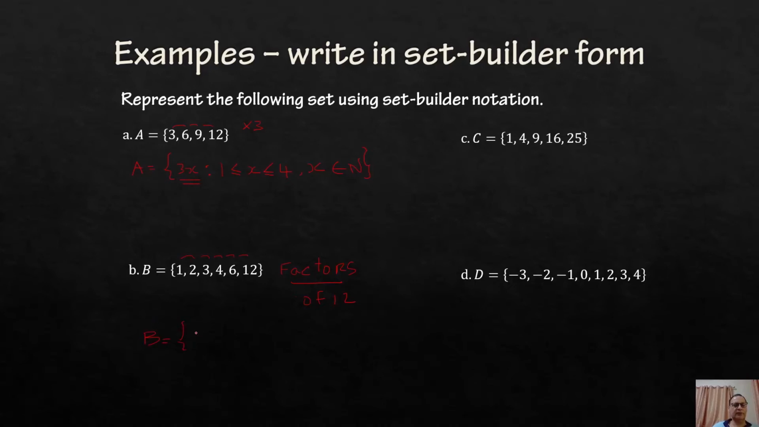x such that x is a factor of 12. And you don't need to tell the kind of number. We know they're factors. So you don't have to say they're integer or natural numbers. That's enough.